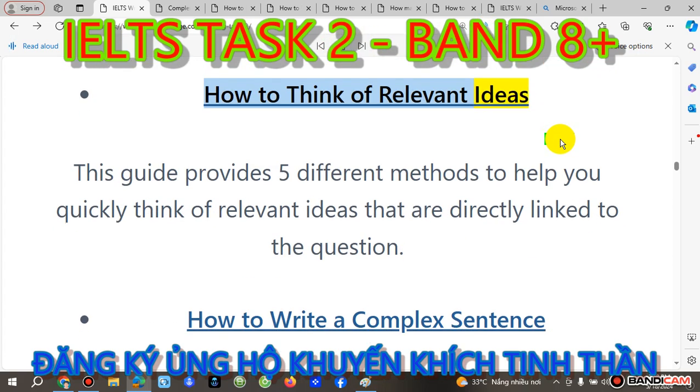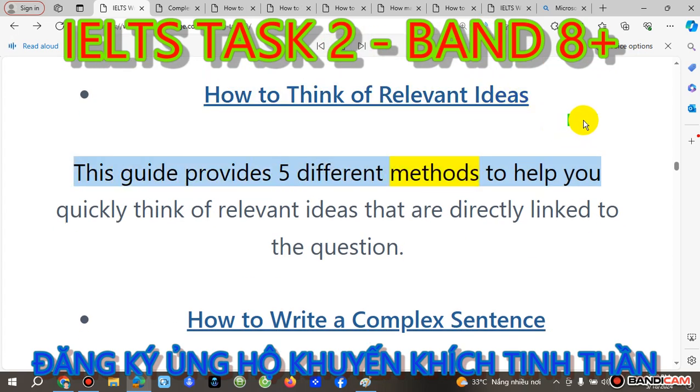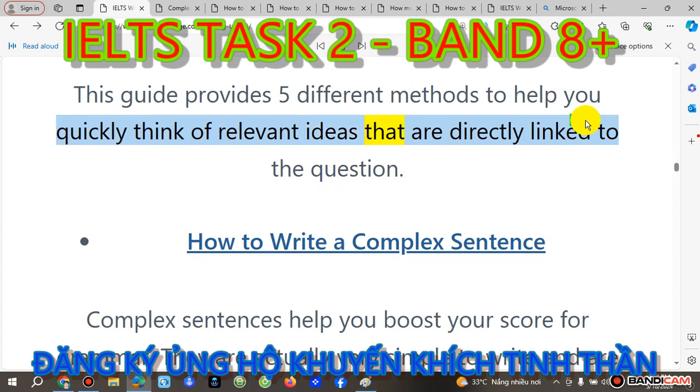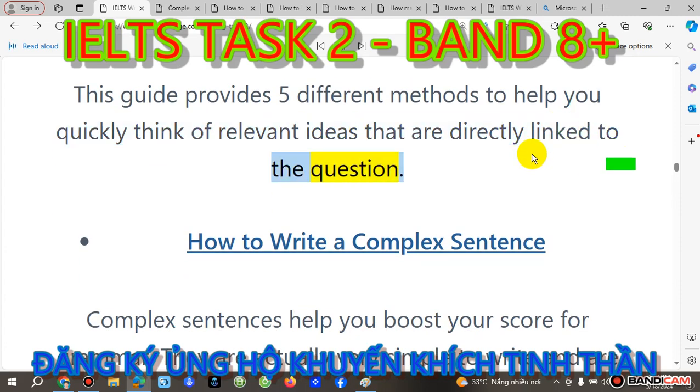Ideas. This guide provides 5 different methods to help you quickly think of relevant ideas that are directly linked to the question. How to write a complex sentence.